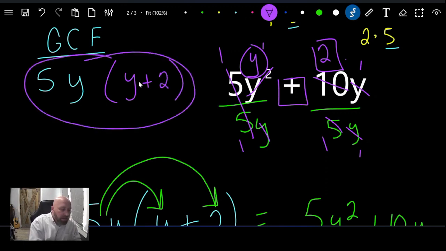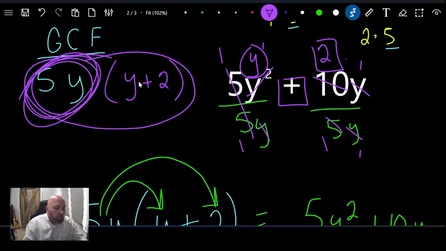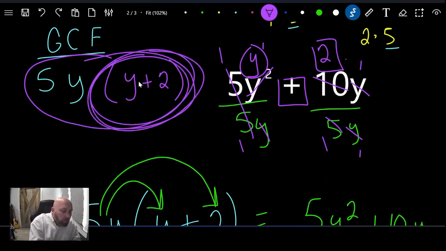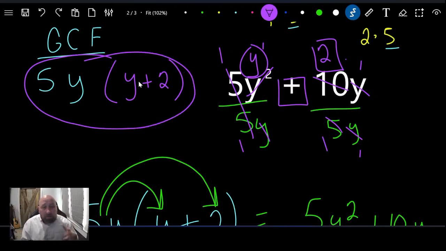This is our answer. So you have to take both the GCF, okay? This is part of your answer. It's very important to remember that. You have the GCF and what you get when you do your unmultiplication. You have both. So what you divided by is part of the answer, and what you got when you did the division. They're both part of the answer. So this would be the answer right here.